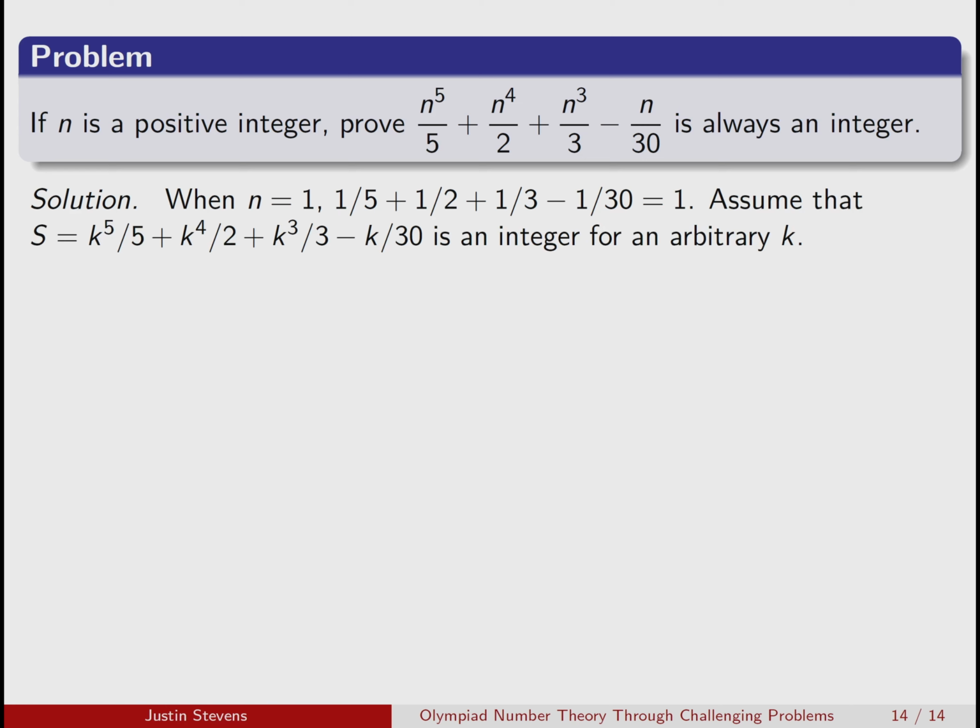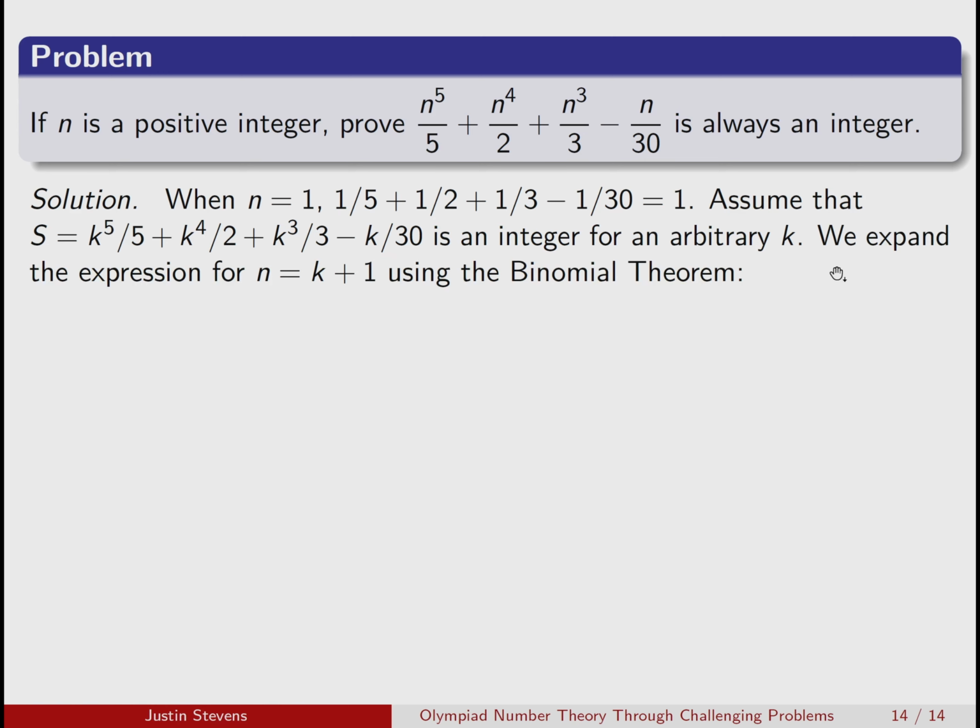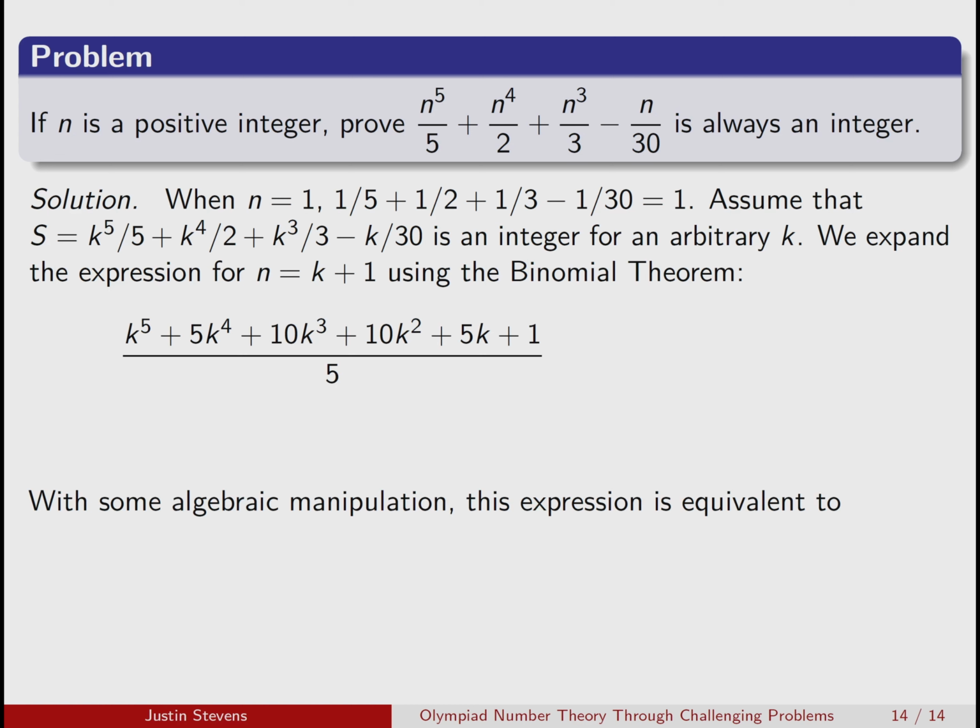And we now assume that s, which we define as k to the 5th divided by 5, plus k to the 4th divided by 2, plus k cubed divided by 3, minus k divided by 30, is an integer for arbitrary k. And we now want to expand the expression for n equal to k plus 1 using the binomial theorem. And we start with expanding k plus 1 to the 5th power. When we do that, we get k to the 5th plus 5k to the 4th plus 10k cubed plus 10k squared plus 5k plus 1, divided by 5.